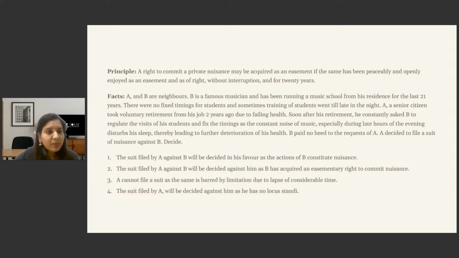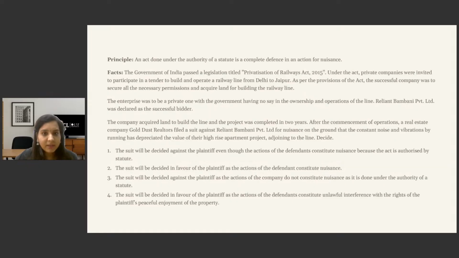Okay, so whether this would be a nuisance or not? We should know whether it would be a private nuisance or a public nuisance. It would again be a private nuisance, because this question is on private nuisance. Also, it is a nuisance because the person was actually creating nuisance, and when asked again and again, "this should not be done," he still did it. The suit filed by A is decided in his favor, as the action of B constitutes a nuisance. A is the correct answer.